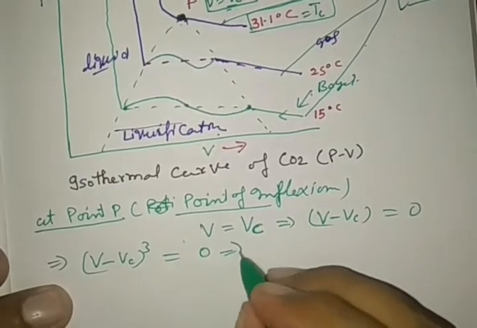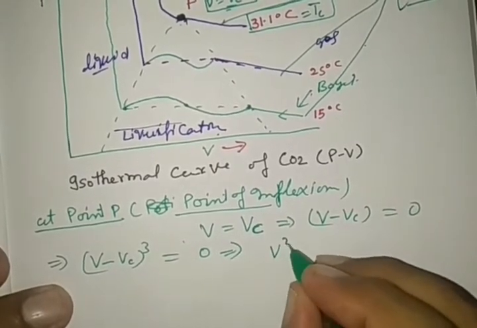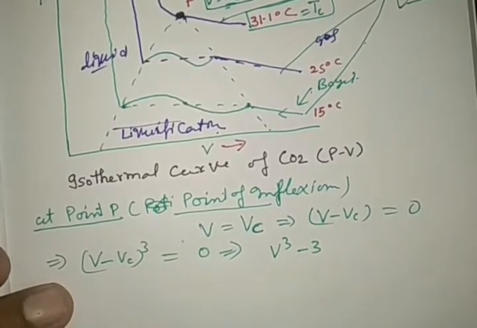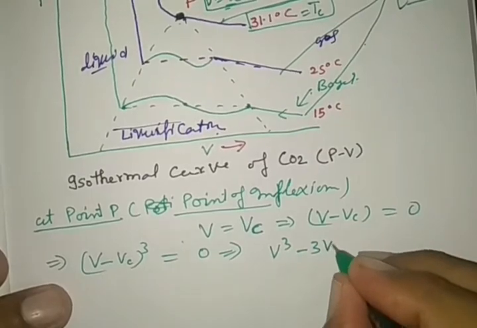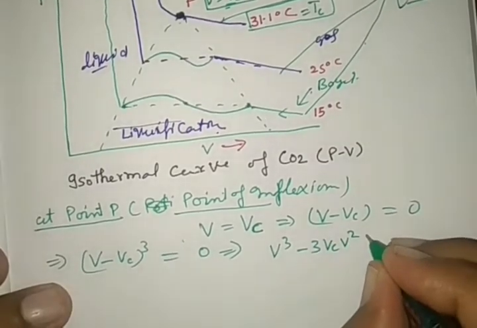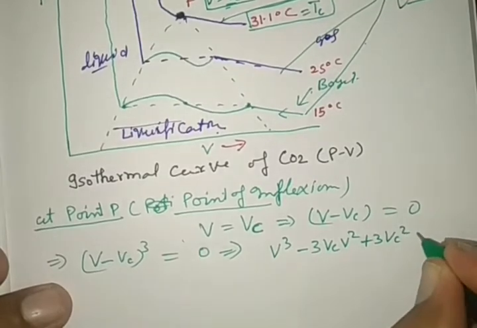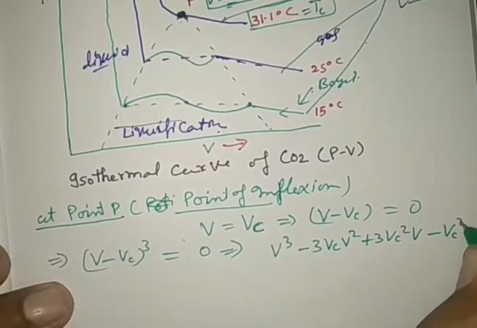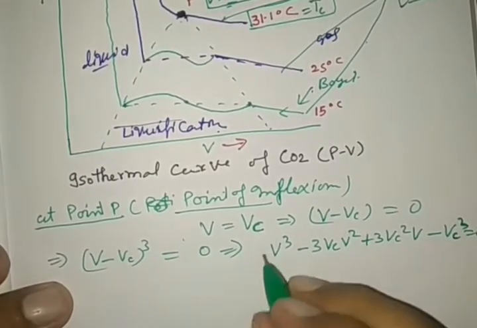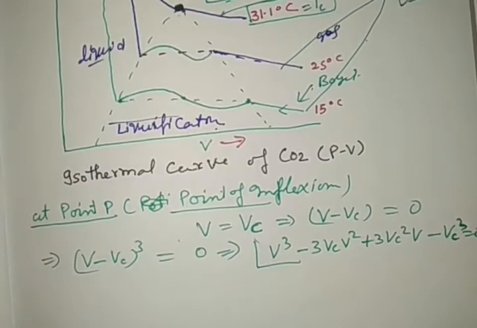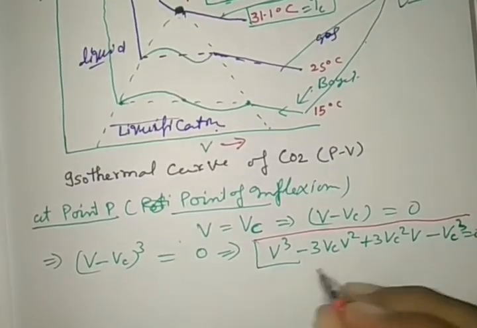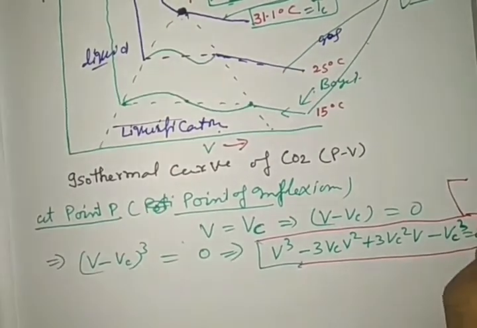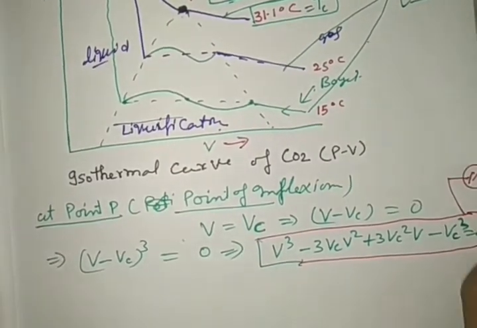Or we may also write in this form V cube minus 3 Vc V square plus 3 Vc square V minus Vc cube is equal to 0. We can break it. See this box equation. It is also a cubic equation. We are going to represent it by equation number 3 here.